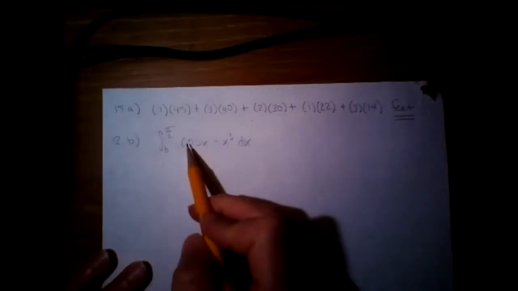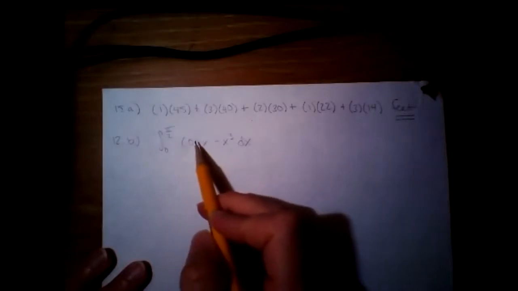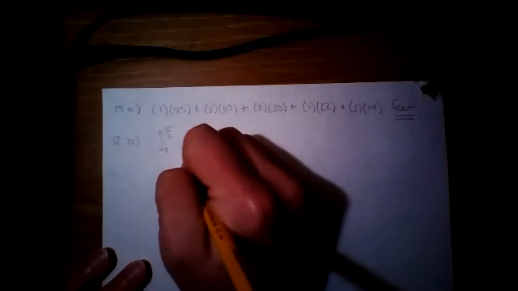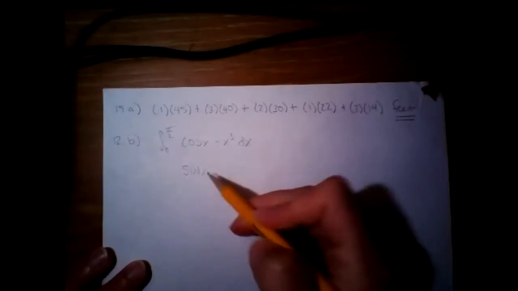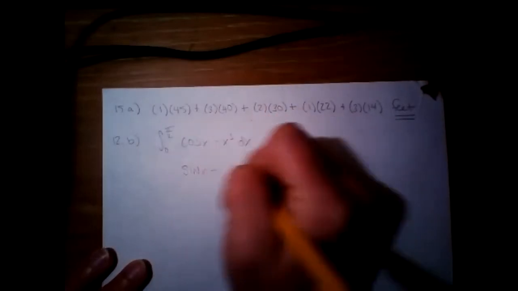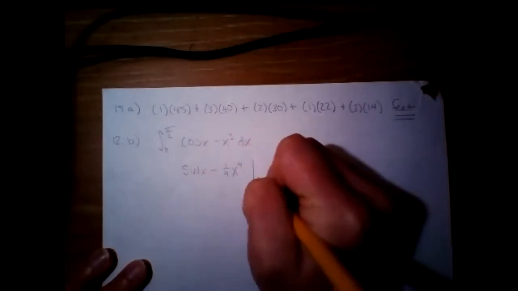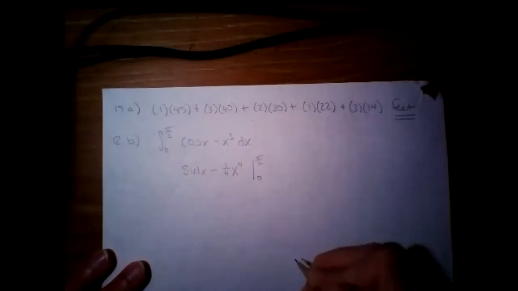So we need to come up with a function that if we did the derivative, it would be cosine. It's like this is the answer and not the question. So that would be sine. Derivative of sine gives you cosine. And then minus, for the x to the third, it will be 1/4 x to the fourth, evaluated from 0 to pi over 2.